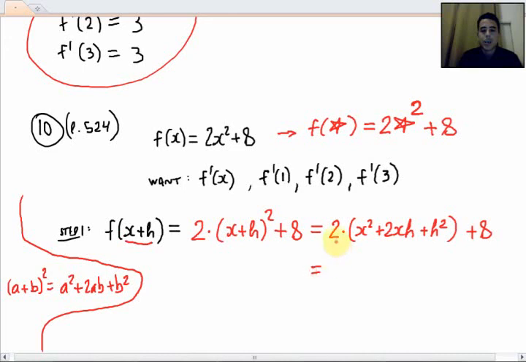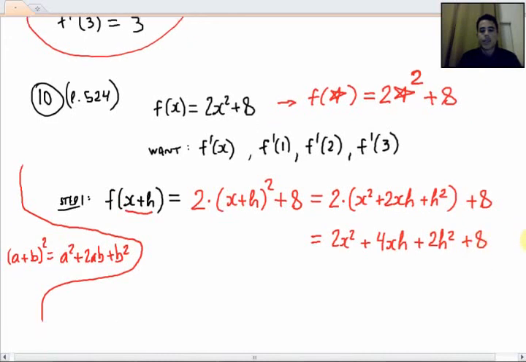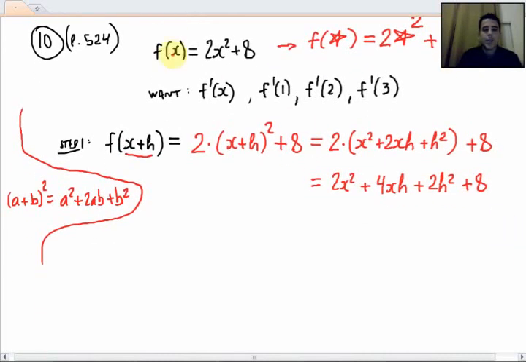Let's do some more here. 2 times x squared plus, and then 2 times 2xh would be 4xh. Then 2 times h squared, that's 2h squared plus 8. All right, so that was step number 1. Here's step number 2.